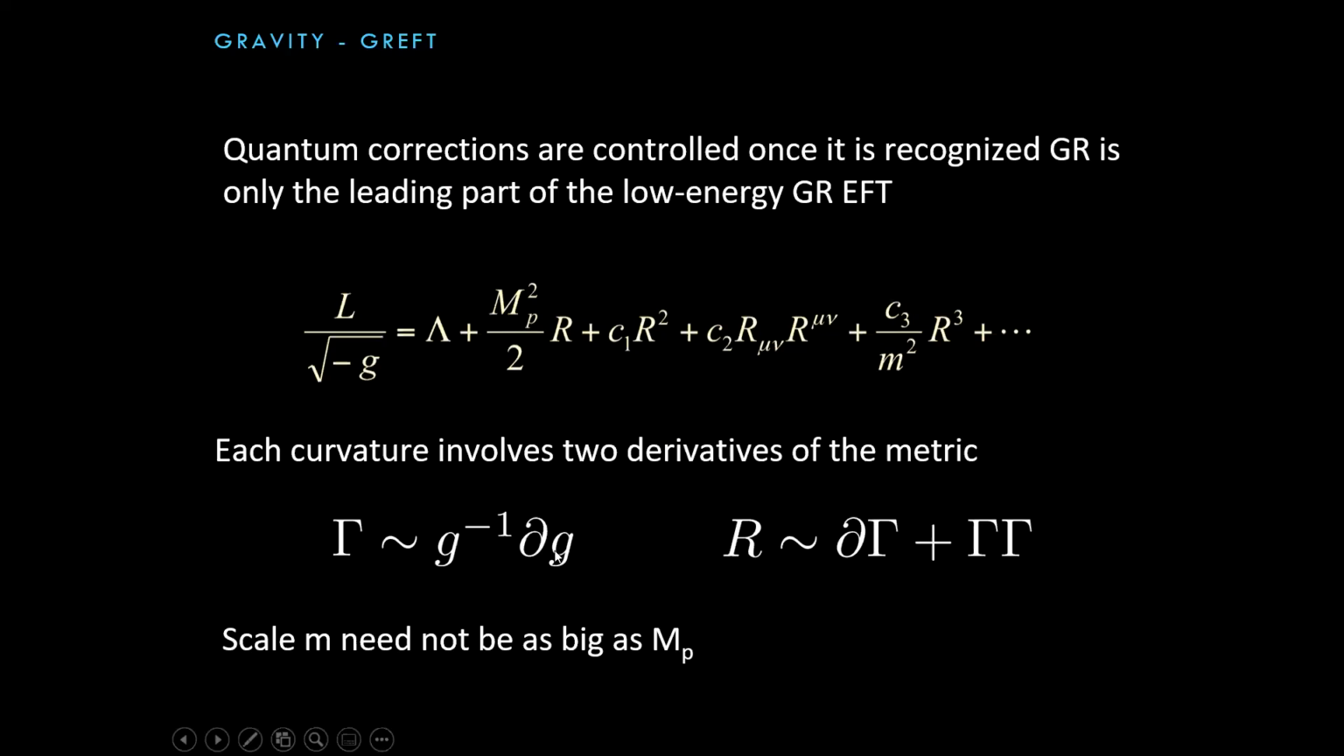It's either the inverse of the metric or the metric, and gamma has one derivative in it, and so R always has two derivatives. It's either the derivative of that or it's the square of that. And so each additional R here means two more derivatives of the field.